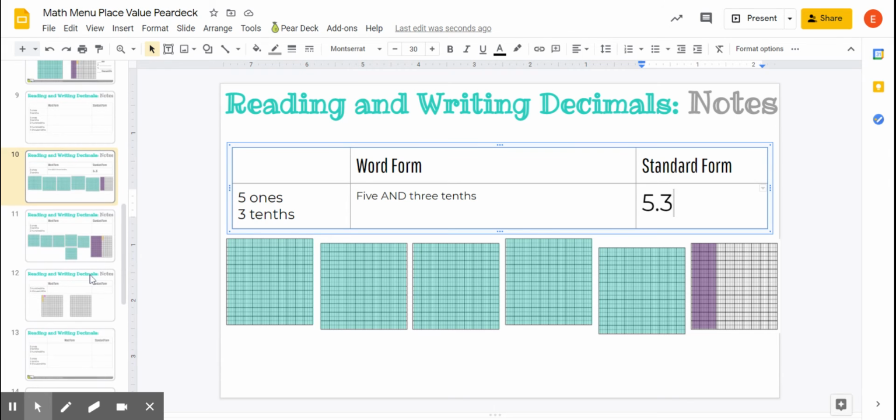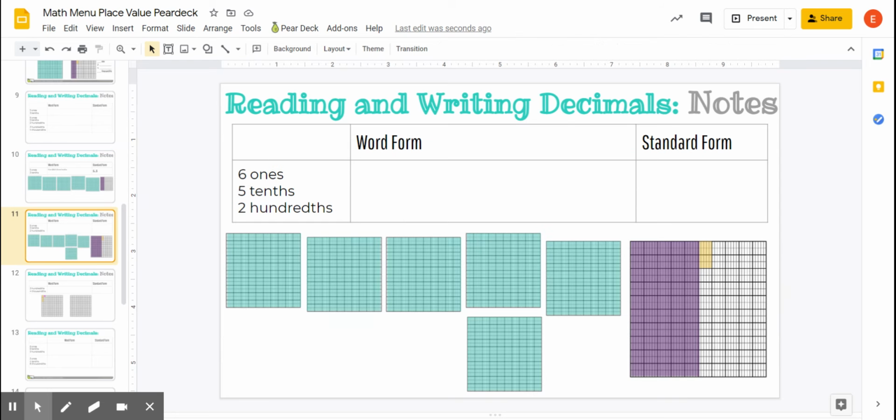All right, so we have 2 more to take a look at, and then you have another slide in your Peardeck for practice. But please make sure you're filling these out as we go in your notes. All right, so in this one, I gave you a visual of this as well. Yes, the last one is bigger than the wholes, but that is just so you can see it more clearly. But in this one, we have 6 ones, so I have 6 wholes.